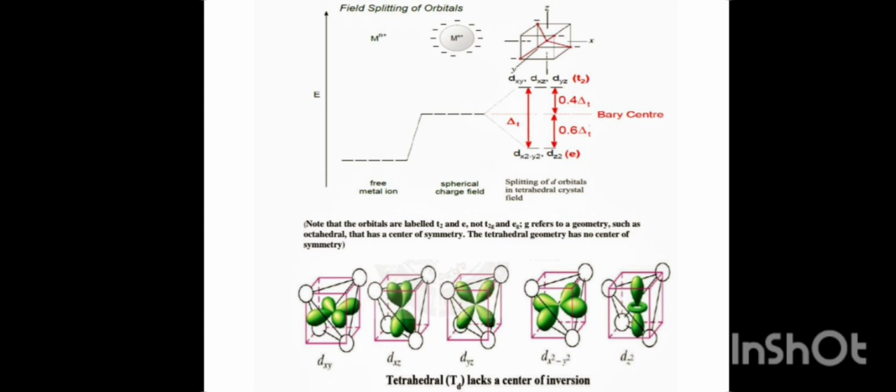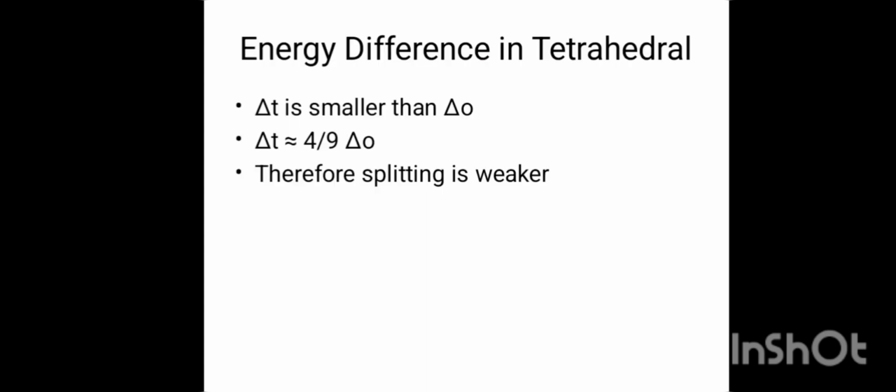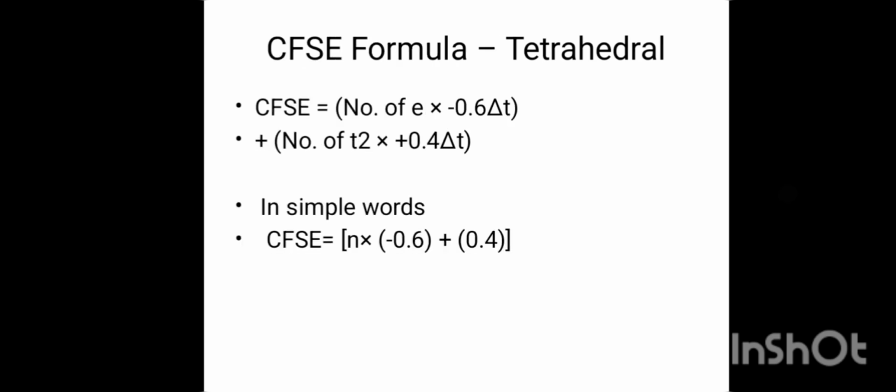This is the field splitting in tetrahedral complexes. Delta T is smaller than delta O. Delta T is equal to 4 by 9 delta O. Therefore, the splitting is weaker. The CFSE formula in tetrahedral complexes is also reversed compared to octahedral complexes. CFSE is equal to the number of t2 electrons times 0.4 plus the number of e electrons times minus 0.6.